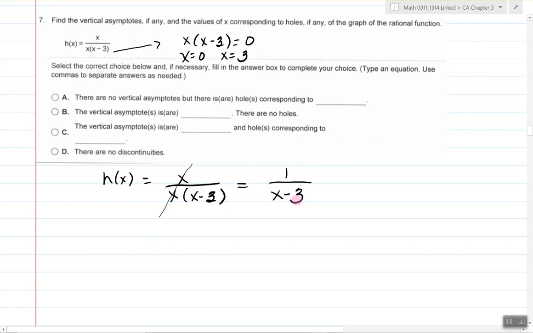Because the x factor divided out, that makes it a hole. X equals 3 is a vertical asymptote, so this one has both.